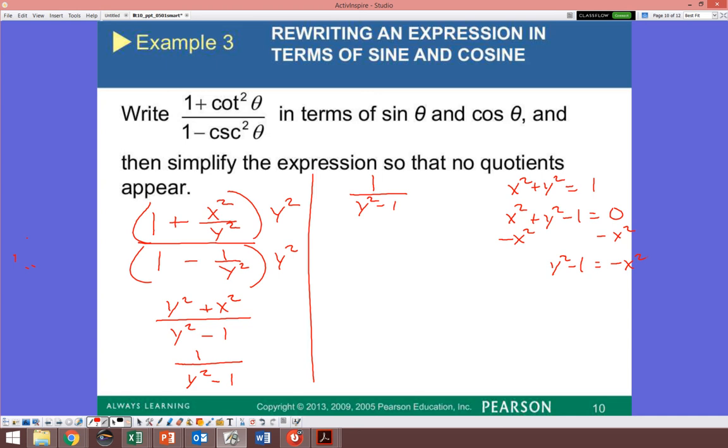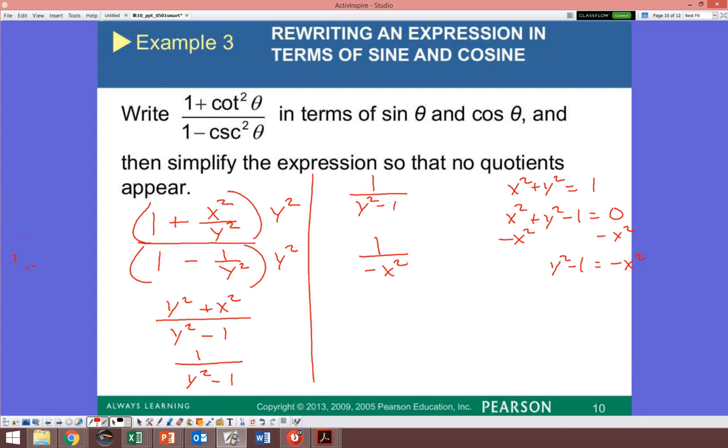So now I could actually take care of that, right? Since I've used the Pythagorean identity again for this one, this is now just going to be 1 over negative x squared. And the negative will go in the middle, right? Okay, the negative will go in the middle. Okay, so simplify that so no quotients appear.